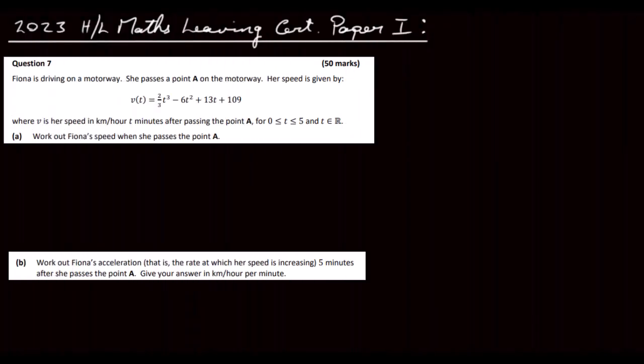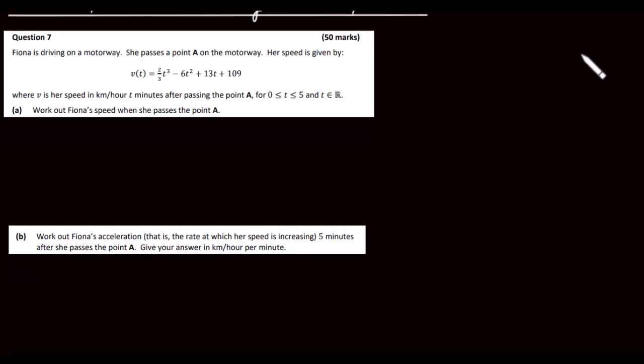Okay, so let's have a look at the 2023 Higher Level Maths Leaving Cert Paper 1. This is the first of the long questions, question 7. So Fiona is driving on a motorway. She passes a point A. Her speed is given by v of t equals two thirds t cubed minus 6t squared plus 13t plus 109, where v is her speed in kilometers per hour, t minutes after passing the point A.